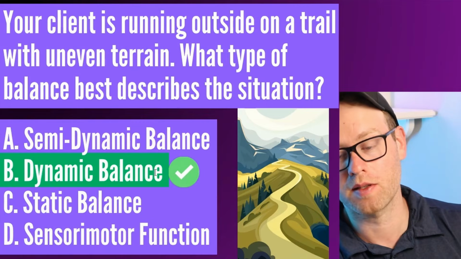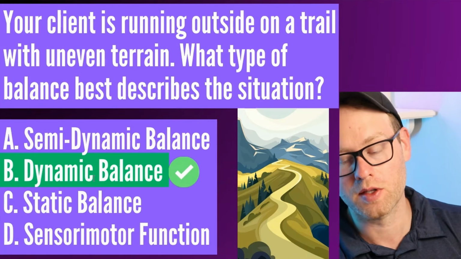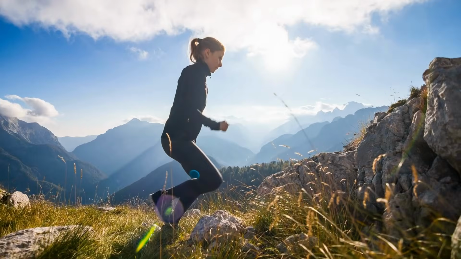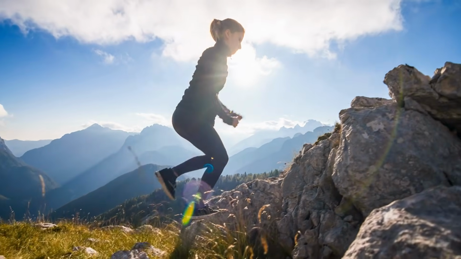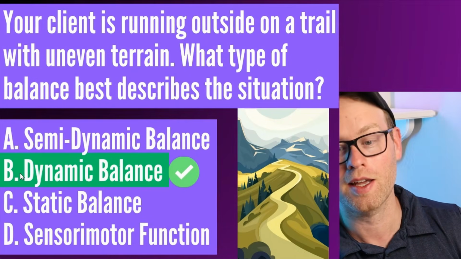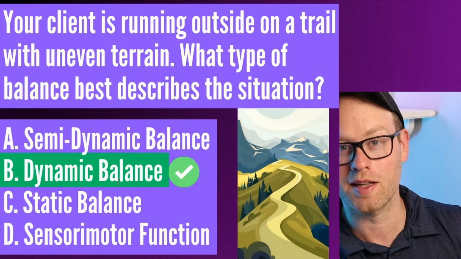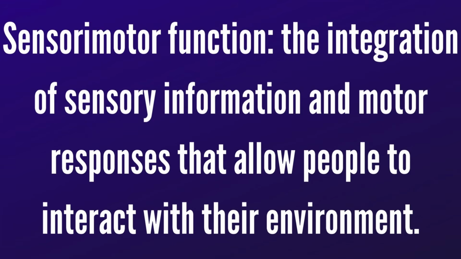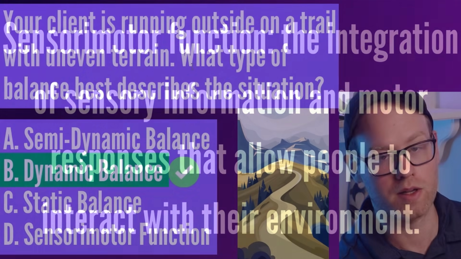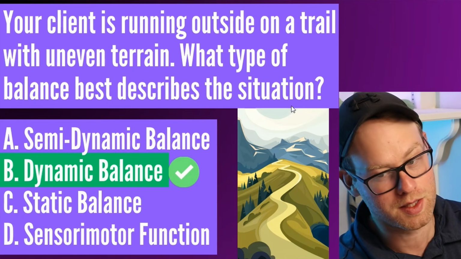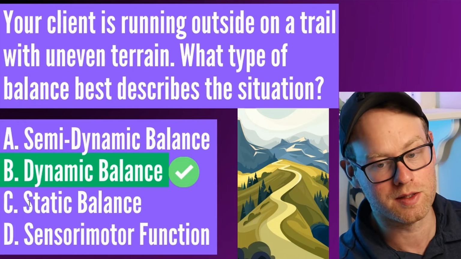B, dynamic balance is the best answer here because dynamic balance is when you're trying to maintain balance over an ever-changing surface. So if I'm running on uneven terrain, that terrain is constantly changing. Because it's constantly changing, dynamic balance is the best answer. Sensorimotor function is the integration of sensory information and motor responses that allow people to interact with their environment. Obviously that is relevant to this question, but the question does ask what type of balance best describes the situation. So yeah, B is still the best answer.